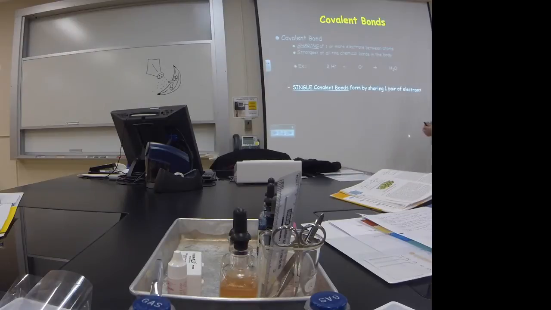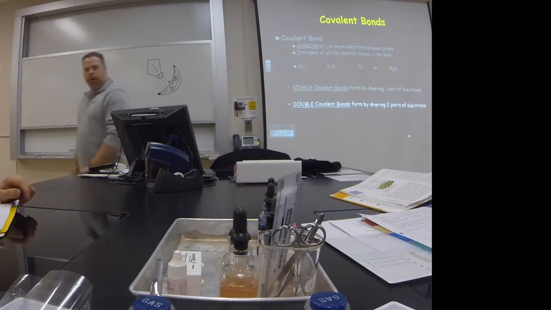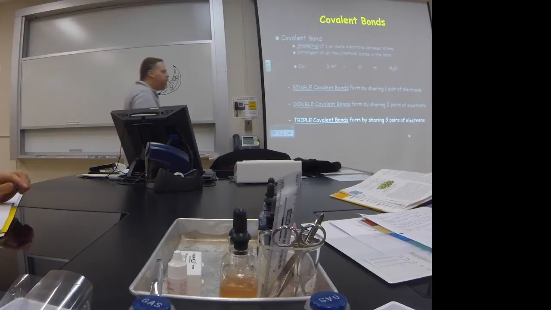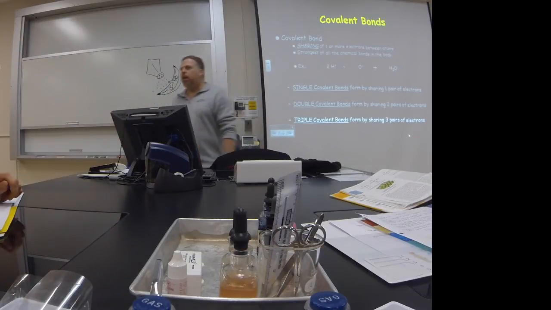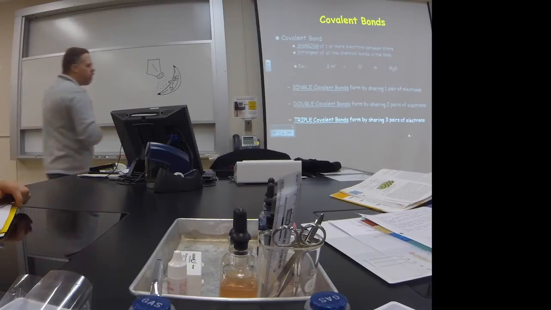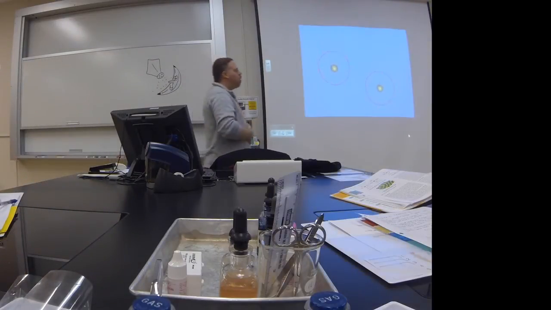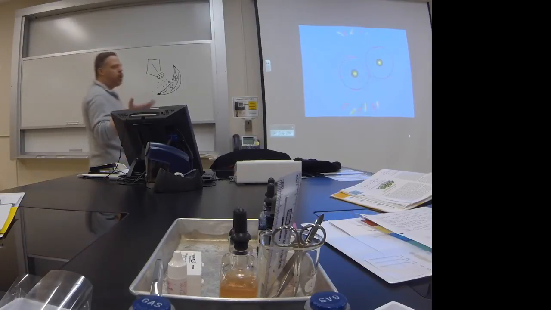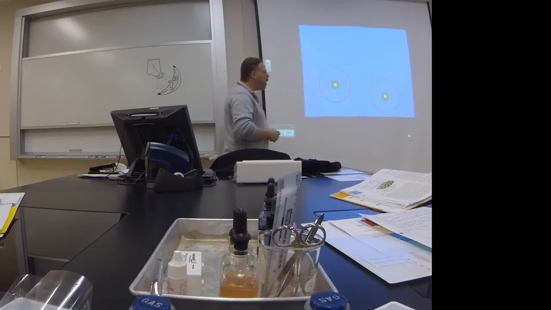We can have a single covalent bond, and that's sharing one pair of electrons. We could have double covalent bonds, where we're sharing two pairs of electrons, and we could even have triple covalent bonds. Not as often seen, but they are there, and we're sharing three pairs of electrons. So it's doing this kind of thing, bam, and you're sharing a pair of electrons, one from one atom and one from the other atom, or I'm sorry, element.